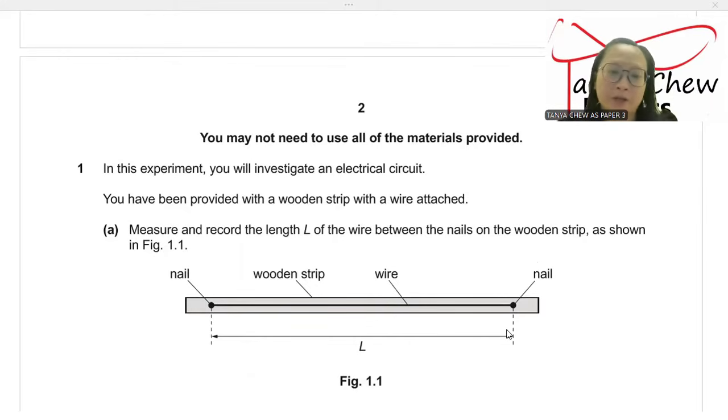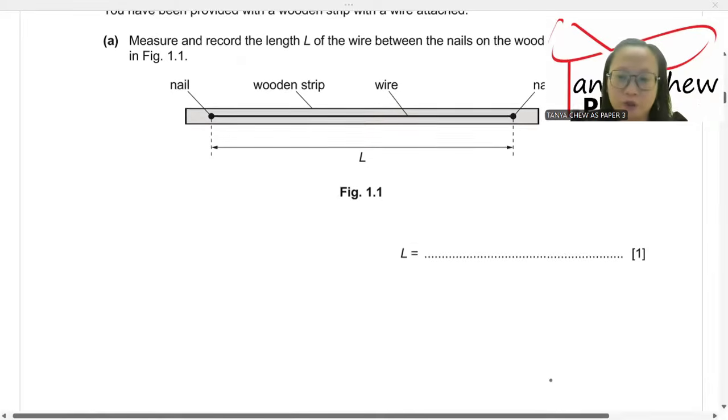In this experiment, you will investigate an electrical circuit. You have been provided with a wooden strip with a wire attached to it. A. Measure and record the length L of the wire between the nails on the wooden strip. So everything has been set up for you. All you need to do is take your meter rule and place it from one nail to the other nail and measure your length.